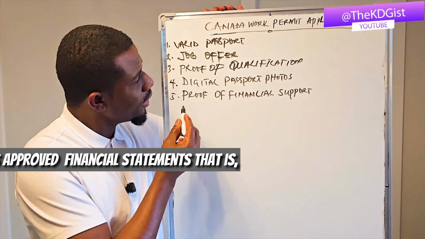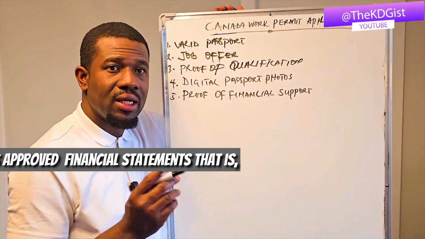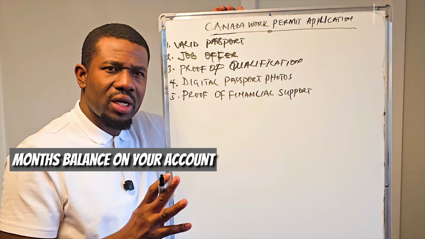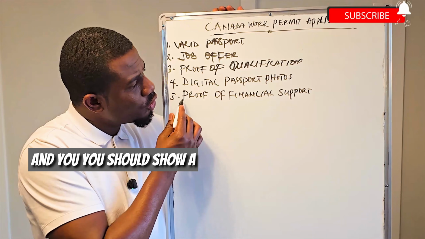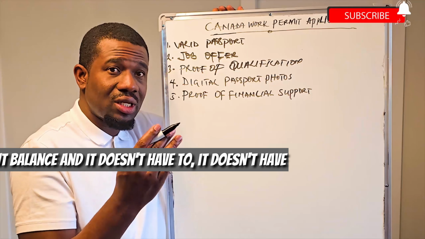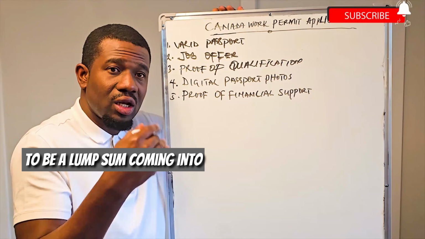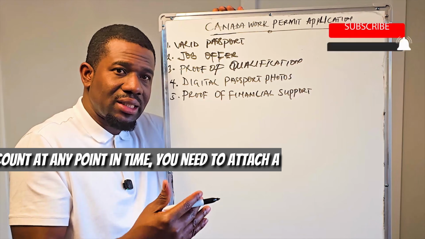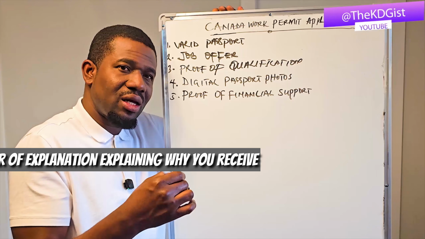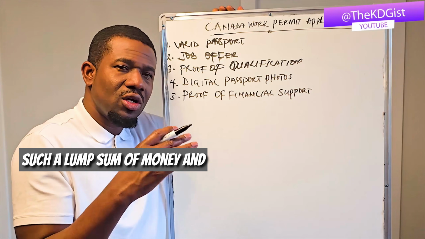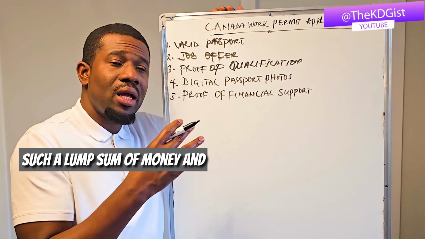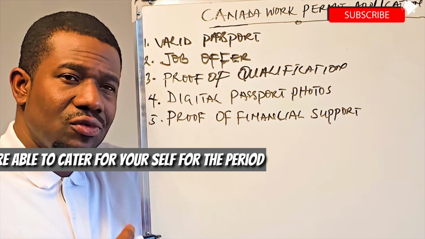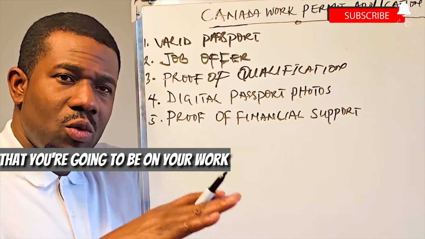So the 5th one is proof of financial statements. That is a bank statement showing a minimum of 3 to 6 months balance on your account. You should show a consistent balance, and it shouldn't be a lump sum coming into your account. If a lump sum comes into your account at any point, you need to attach a letter of explanation explaining why you received it. This fund must also show that you are able to cater for yourself for the period that you're going to be on your work permit.